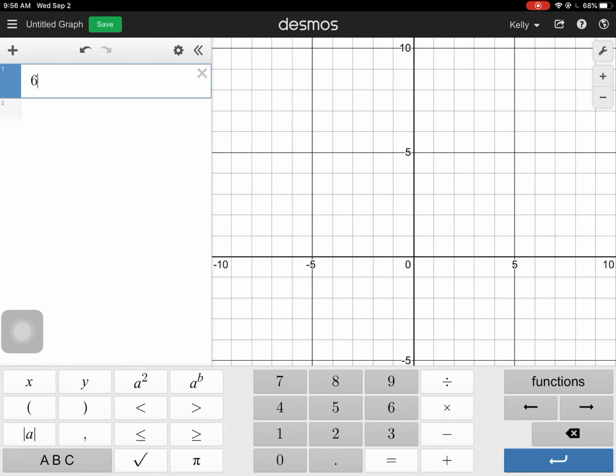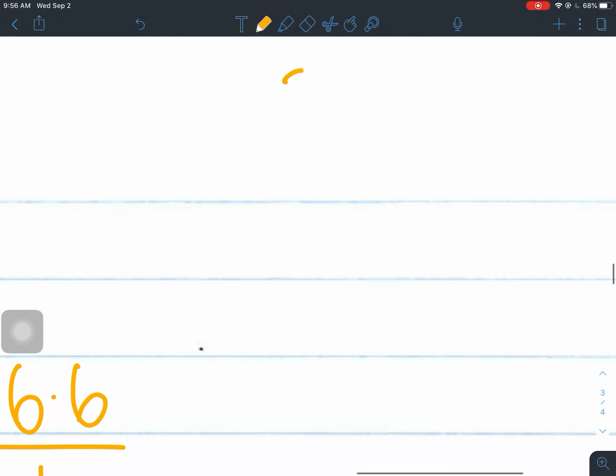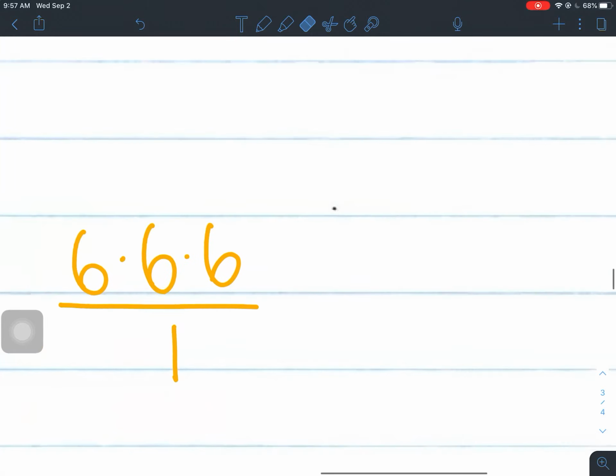If I type in 6 divided by 6, I get 1. So what's really there in the bottom of my fraction? A 1, right? So every number that I write, like for example, 3, that's 3 over 1. But we don't write 3 over 1 because that's a lot of work. They mean the same exact thing. We just never write the 1 there.